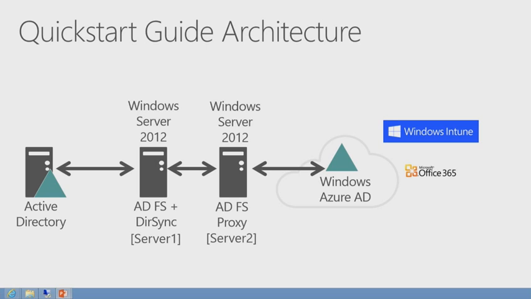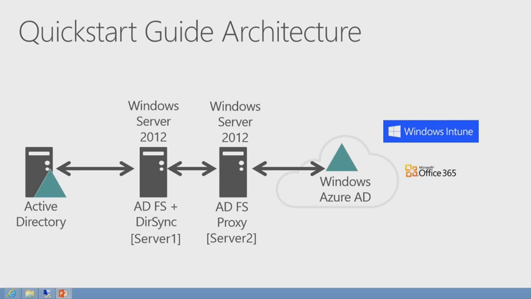Well, it configures two Windows Server 2012 machines. It could be a virtual machine on Hyper-V, a physical machine, or a virtual machine in Windows Azure. It doesn't really care. It just needs Windows Server 2012. It'll configure a new ADFS farm, install and configure DirSync, and also install and configure an ADFS proxy server for you, and do everything from end to end that you would need to do to get things working.